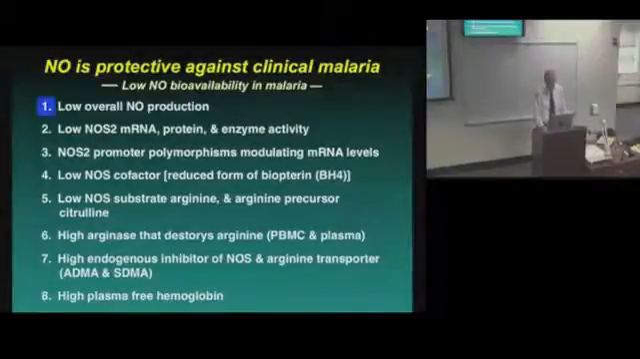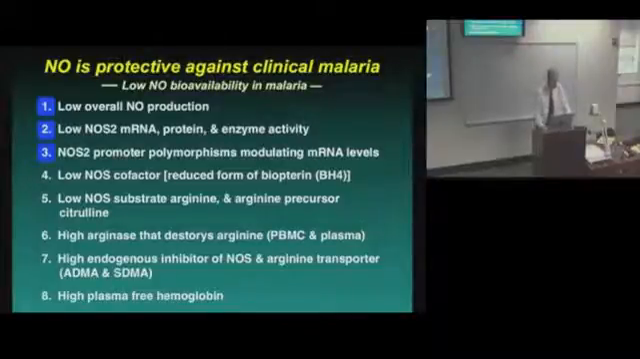This is our evidence. First of all, we've shown that there's low overall nitric oxide production. So in patients, not just cells in a test tube, but in the patients, we show low nitric oxide production. Also, in special studies, we've shown that there's low messenger RNA for this nitric oxide synthase gene. There's low protein, and there's low enzymatic activity. So all of these are not making enough NO.